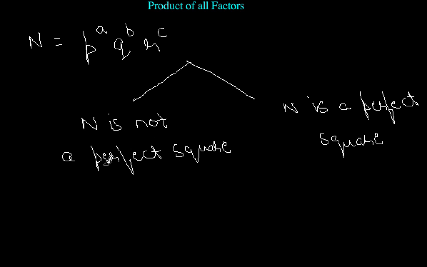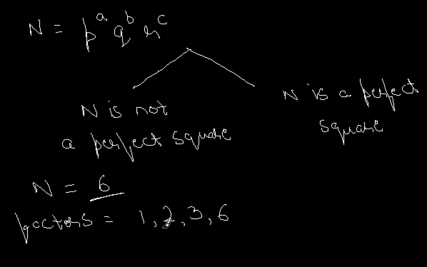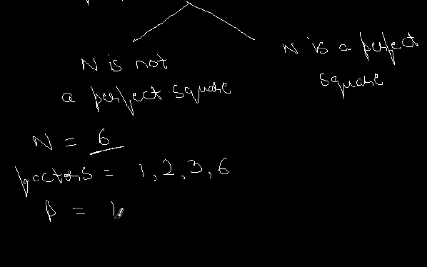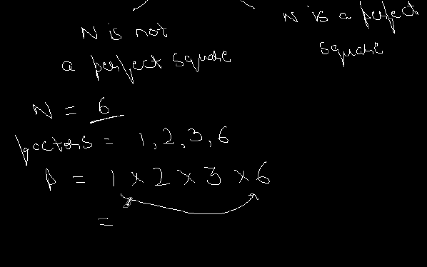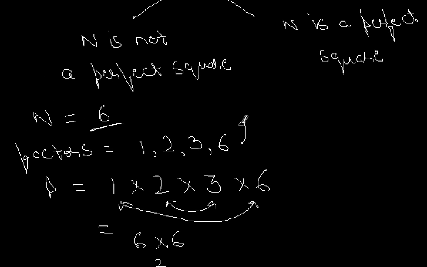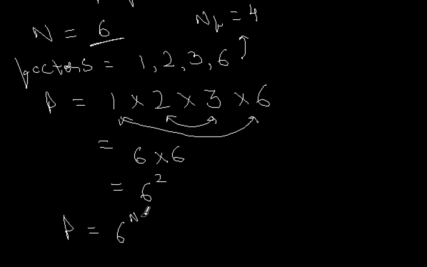So in case N is not a perfect square, let's take an example. Let's take a simple one initially to understand the concept. Let's take N equal to 6. Now what are the factors of this particular number 6? They are 1, 2, 3 and 6. As we have to find the product of all these factors, let's call the product P. So the product would be 1 into 2 into 3 into 6, which is nothing but this 1 into 6 we get a 6, and this 2 into 3 we get another 6. So we get 6 square, and note that the number of factors here is 4. Therefore the product is nothing but 6 raised to power nf upon 2.